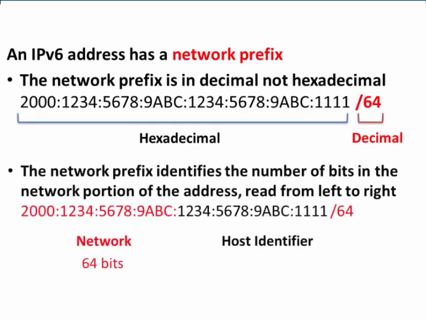And the purpose of the network prefix is to identify the number of bits in the network portion of the address read from left to right. So in this IPv6 address, the /64 means there are 64 bits in the network portion of the address identifying the network. The remaining 64 bits are the host identifier bits and represent the host computer.